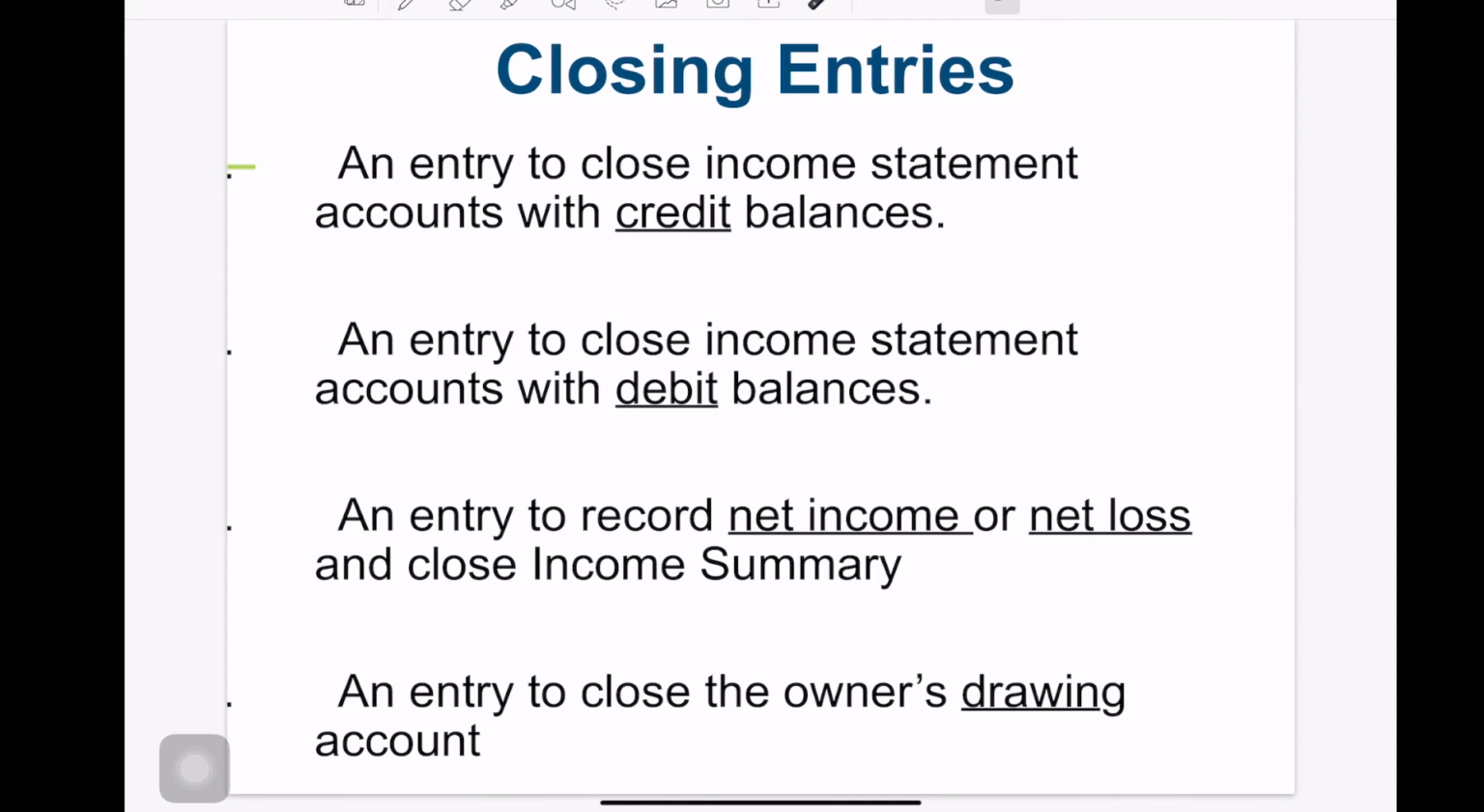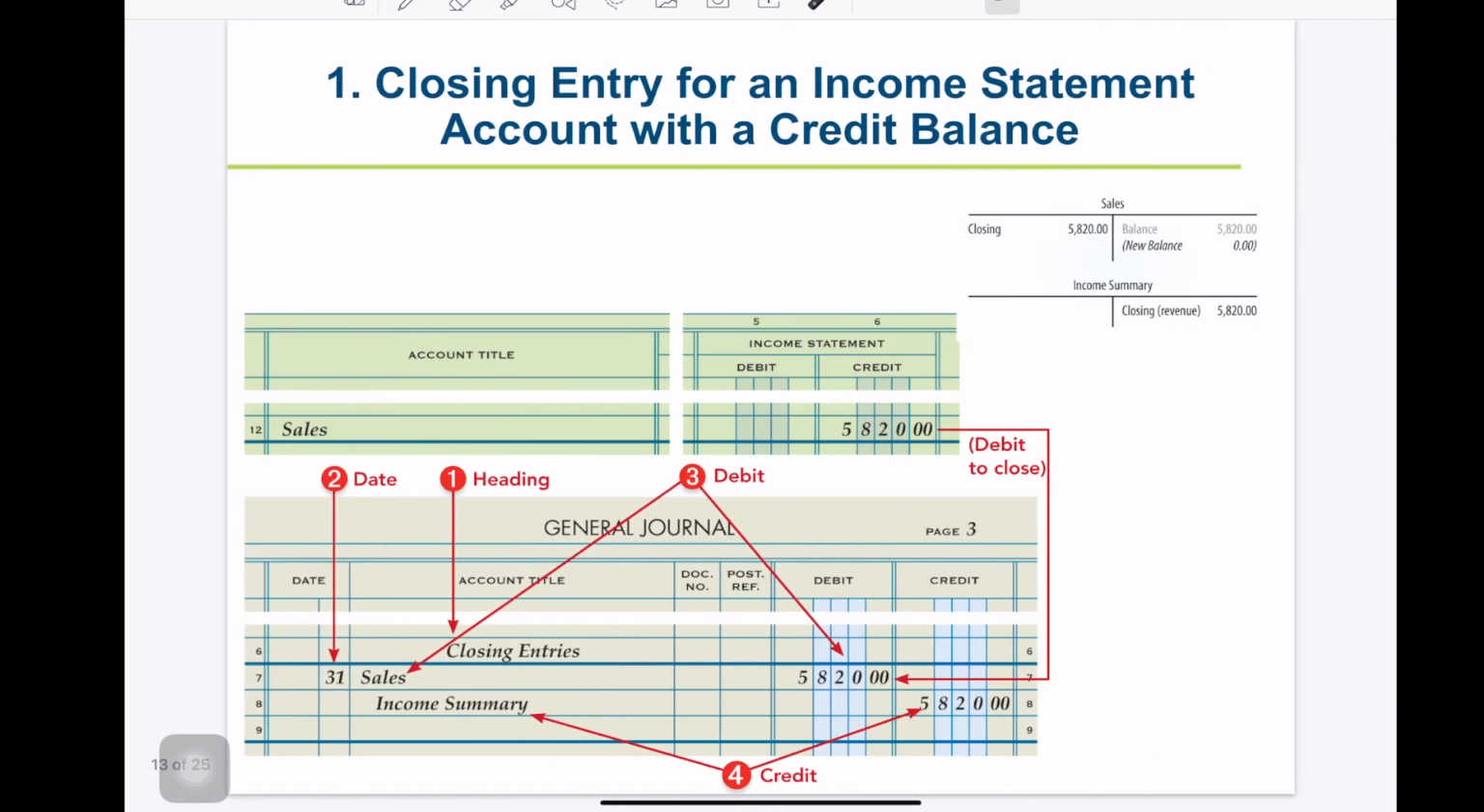So basically, you are closing your revenue account. Then you are closing your expense account or accounts. Then you are transferring your net income or net loss and closing out income summary. And then you will close out your drawing account. So those are your 4 closing entries. The first one, we'll take a look at them here and then we'll do them together.